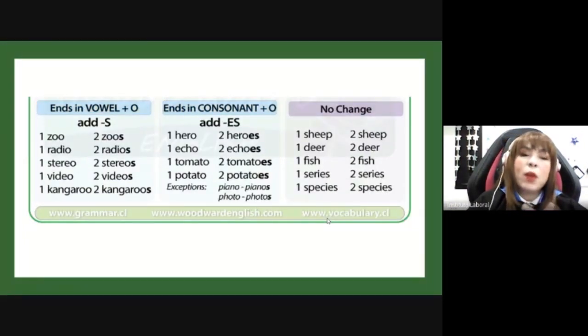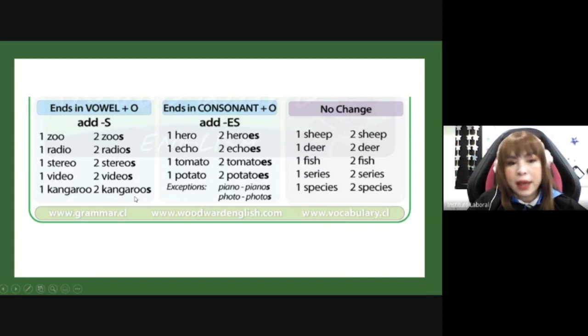Okay, now we have the ones ending in vowel plus O. If you have a noun that ends in a vowel and then the O, you just need to add the S, like in the case of zoo. Z-O-O, vowel O, zoos. Radio, I-O, vowel O, radios, just the S, because we have the vowel and the letter O. One zoo, two zoos. One radio, two radios. One stereo, two stereos. One video, two videos.